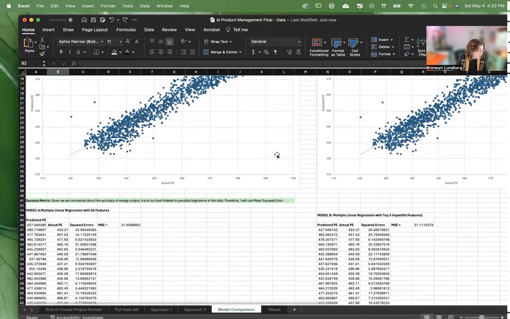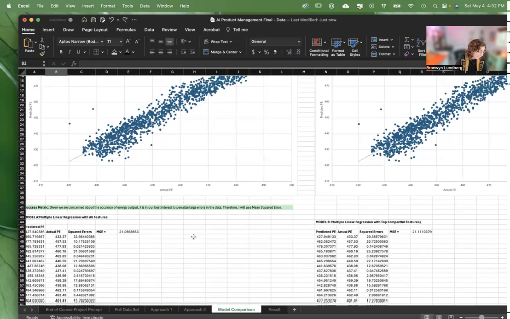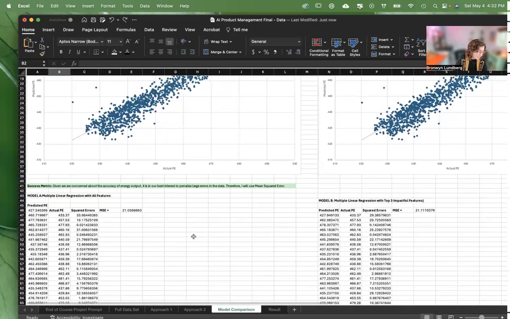And I also want to call out that my success metric in this case was mean squared error. And I chose this because we're concerned about accuracy at a power plant; the accuracy of your energy output is really important. And so it's in our best interest to penalize large errors in the data. And therefore I chose mean squared error as this number.